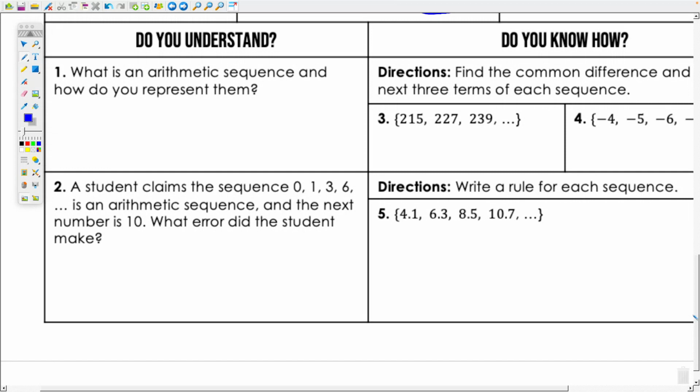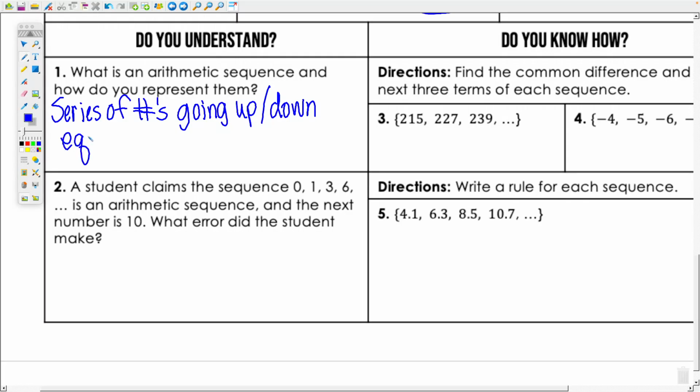Okay, so let me see how I can put that. Series, there we go. I'm going to say a series of numbers. He said going up or down the same way, meaning adding or subtracting the same way. I'm going to say equally, because it's got to be that same number. Series of numbers going up and down equally.